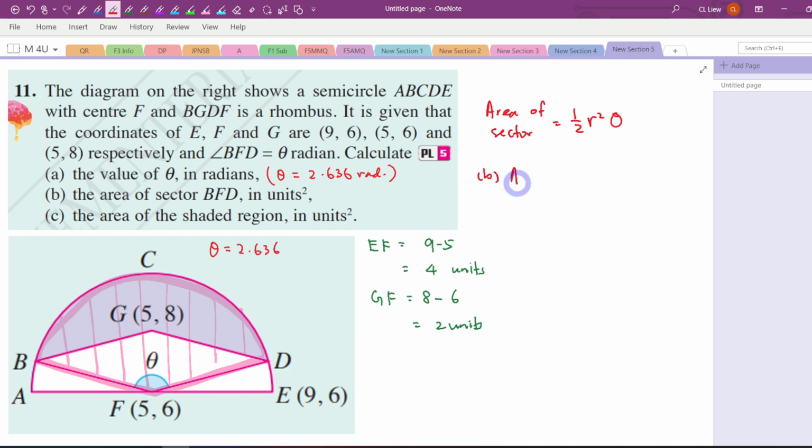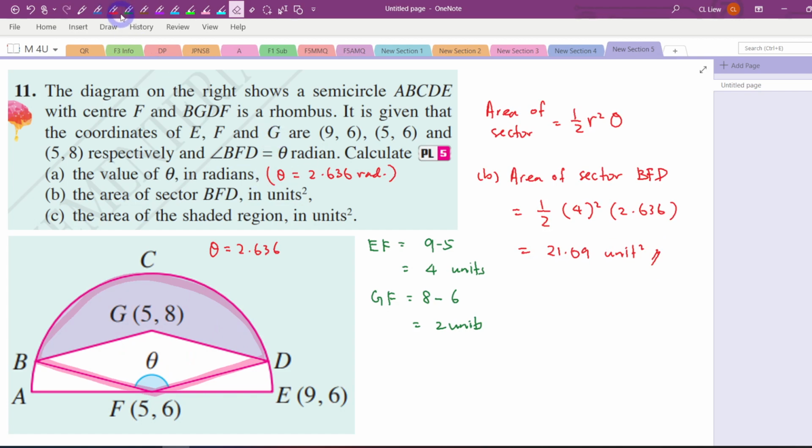Okay, area of sector BFD, 1 over 2 r squared. What is r? R is equal to 4 times theta. Theta must be in radian, which is 2.636. Okay, just press your calculator. 1 over 2 times 4 squared times 2.636. Okay, 21.09. 21.09 square unit. Okay, this is the answer for part B.